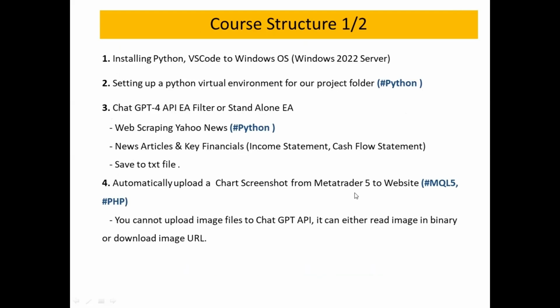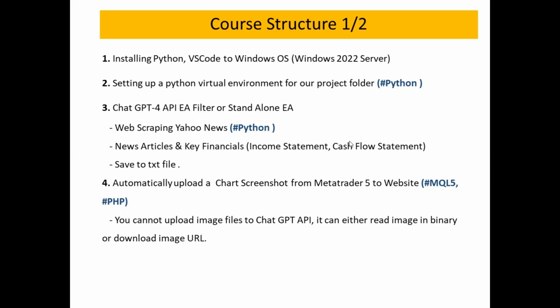So the structure of the course. There's like 9 sections or 9 lectures or 9 videos. The first one is installing Python and VS Code on the Windows operating system. Part 2 is setting up the Python virtual environment in your project folder. Lecture 3 is where we really start coding this EA. We're going to be doing web scraping in Yahoo, web scraping news articles and key financials, and saving that to a text file.